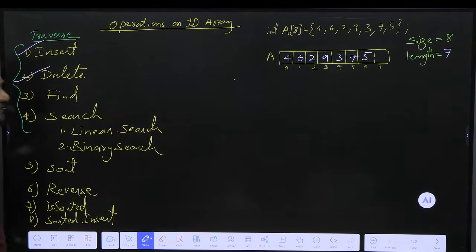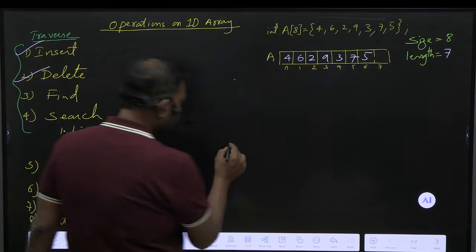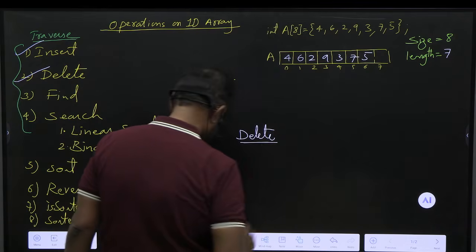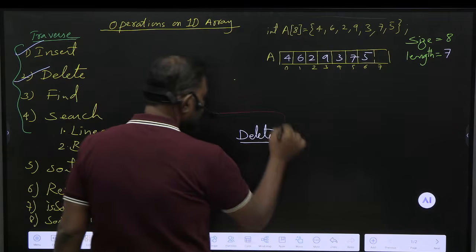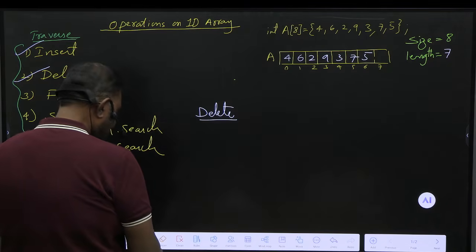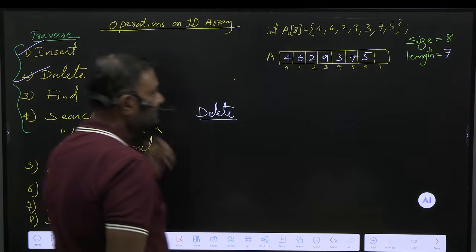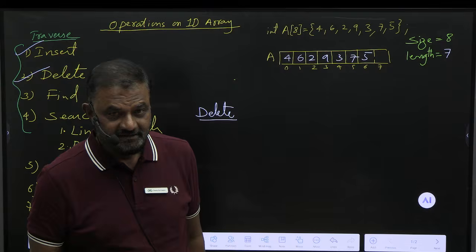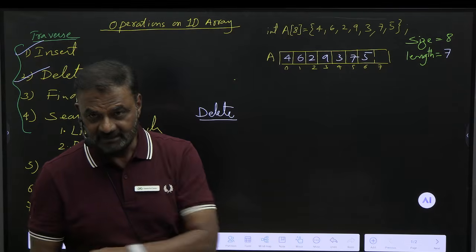Now we'll talk about the delete operation. Here, I want to delete an element from this array. Delete, remove one element from this array.